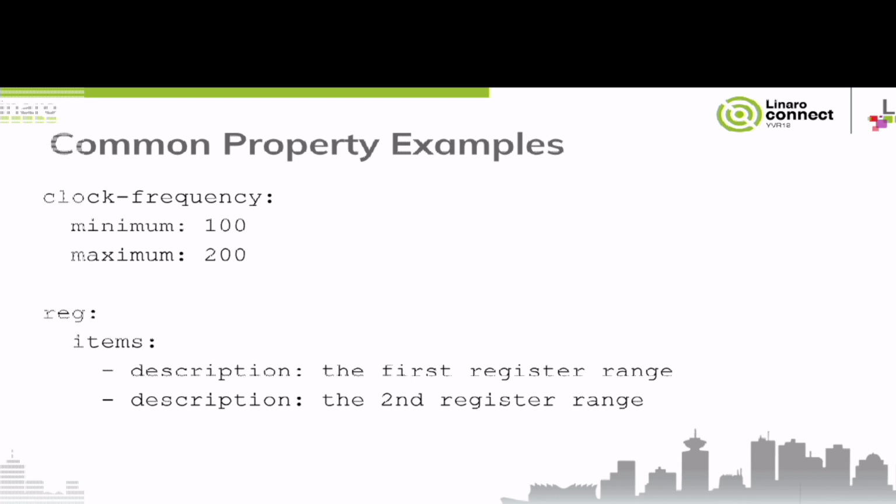And then for reg, we know what reg is. What we don't know for a given binding is how many of them do you have, and what is each item. And so you describe it as 2 items here and the description, and you're kind of inherently describing that the length is 2, and that's part of the boilerplate that gets added in when you run the actual validation.